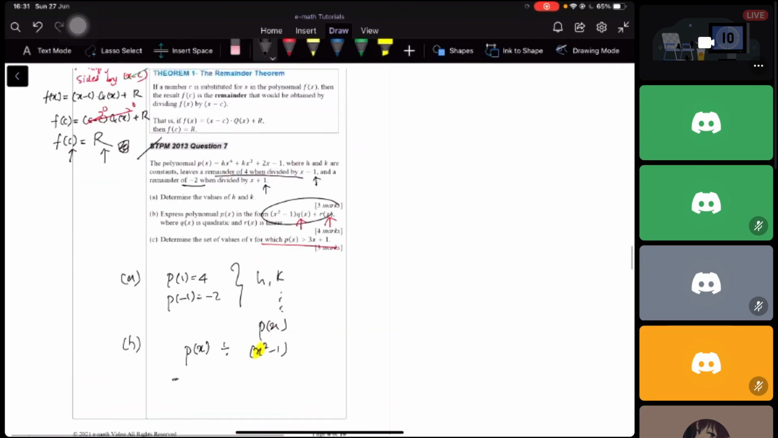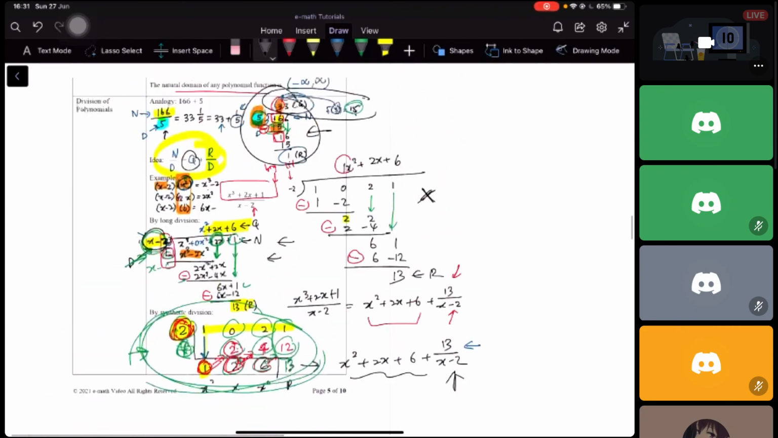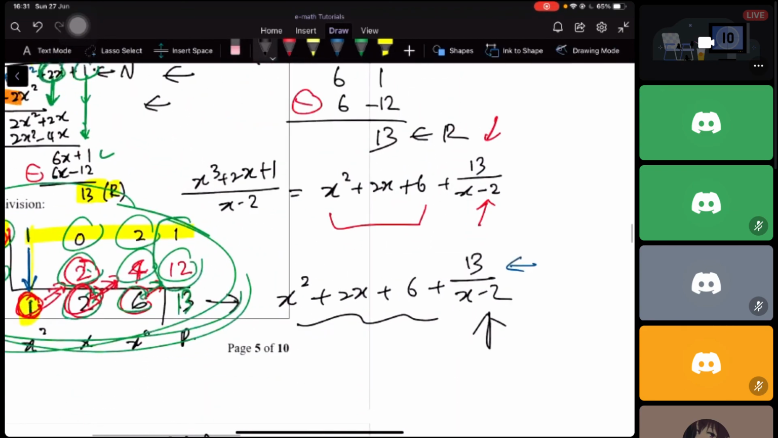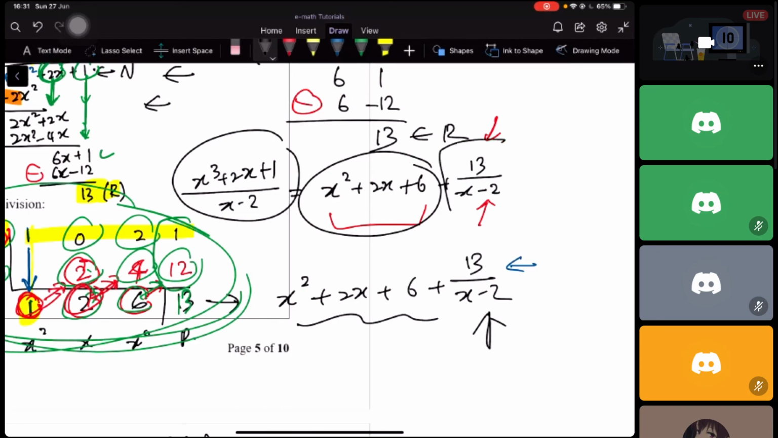This is not a good example to explain, but after you do the long division, you just throw the quotient aside. Don't care about the quotient. Focus on this one. But in this case, this is already a very nice, simple fraction.